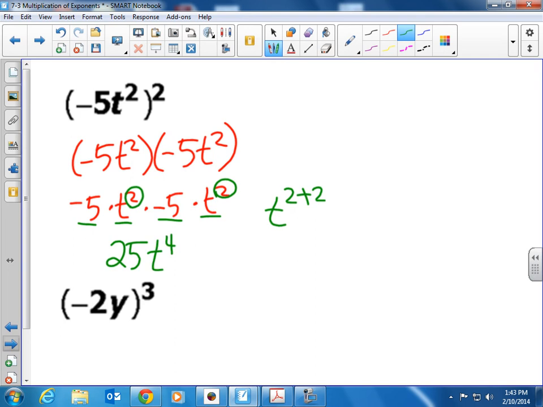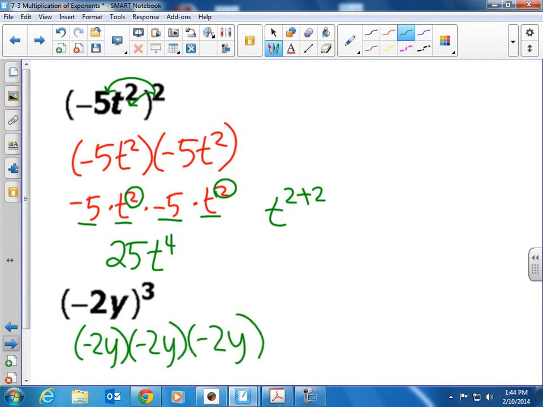Okay, another way of thinking this is this squared applies to the negative 5 and the squared applies to the t squared. So I'm squaring negative 5, which gave me the 25, and I'm squaring t squared. T squared times t squared is t to the 4th. Let's look at this example, negative 2y to the 3rd power. So I have 3 of whatever was in parentheses. What's in parentheses? The negative 2y.